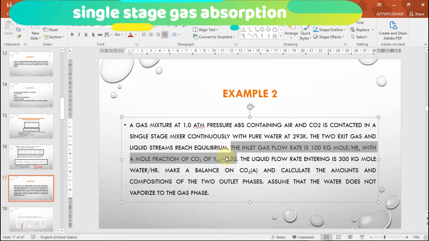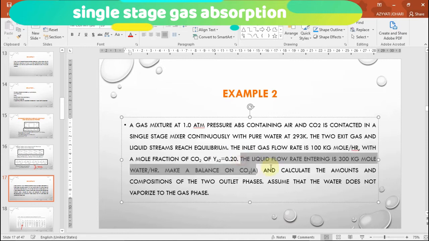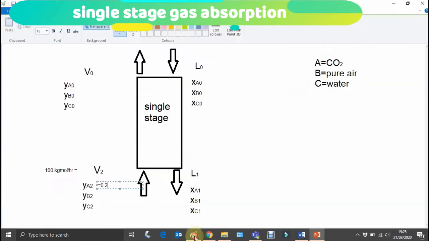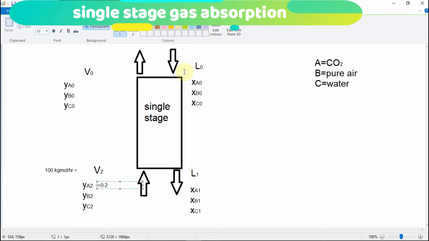The next information the question gives you is that the liquid flow rate entering is 300. The liquid flow rate is your solvent flow rate. Entering means inlet, so inlet liquid. Referring to your diagram, inlet liquid refers to L naught. So for L naught, the question gives you 300 kmol per hour.